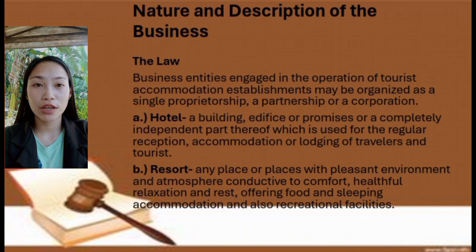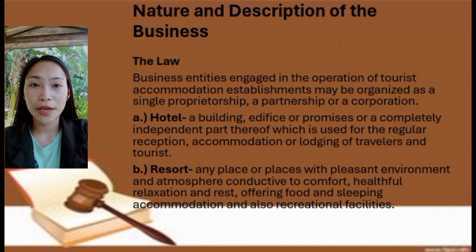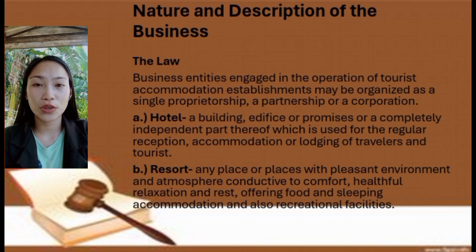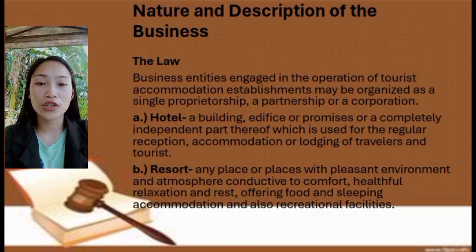Nature and description of the business. The law: business entities engaged in the operation of tourist accommodation establishments may be organized as a single proprietorship, a partnership, or a corporation. So we have first, hotel: a building, edifice, or premises or a completely independent part thereof, which is used for the regular reception, accommodation, or lodging of travelers and tourists.